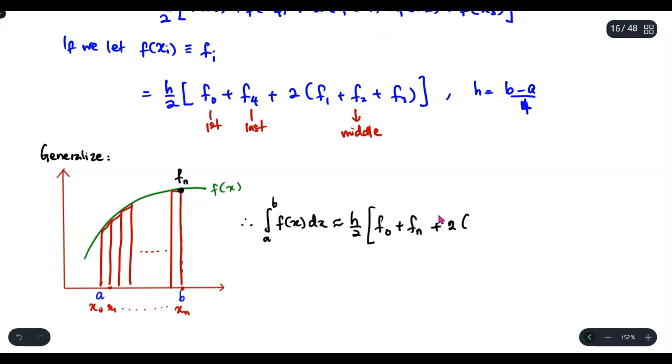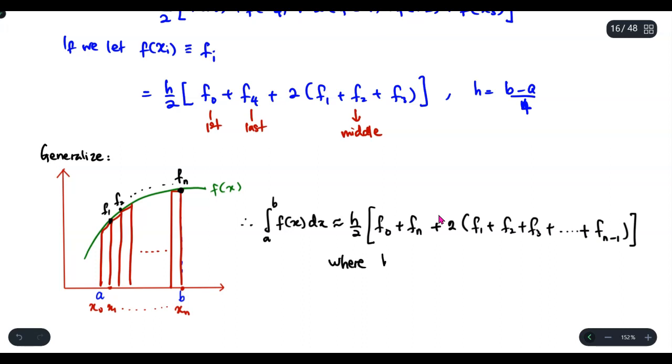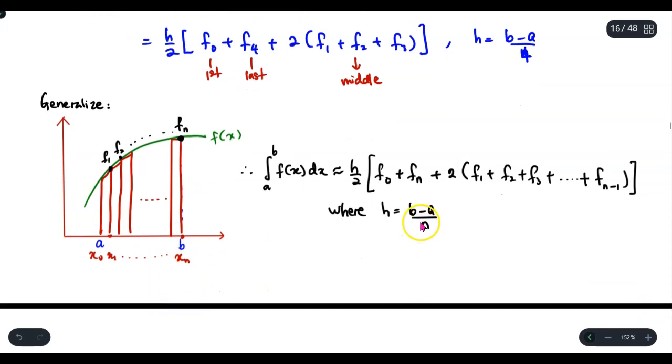Plus 2 times the remaining of f. So you have here your f1 somehow. This is f2, so on and so forth. All right, so you have f1 plus f2 plus f3 plus dot dot dot. Okay, so the last f in that bracket will be f(n minus 1). Where your h is given by b minus a over the number of trapeziums, which is basically n. Or you can see from your x here, the last node is xn, so you have n here.